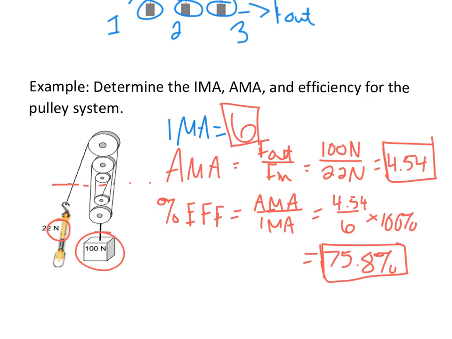But the easiest thing to remember: number of supporting strings equals IMA, and AMA would be your output force over your input force. What you'll also be able to look at, if the pulley does move the object, is that this is getting lifted up or lowered down, and this could also move up or down because the rope is all connected. So if you have the distance that this moves and the distance that this moves, you could also find the IMA using that. But we'll focus mostly on number of ropes and input-output forces.